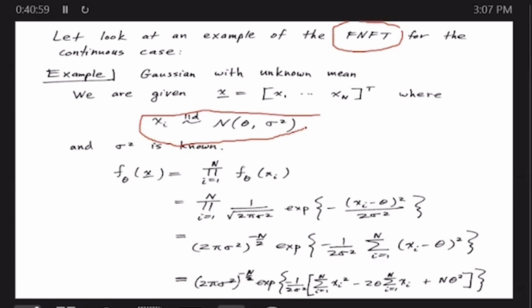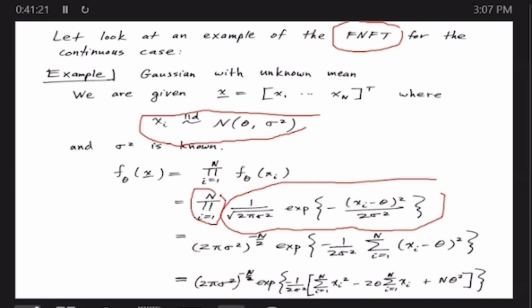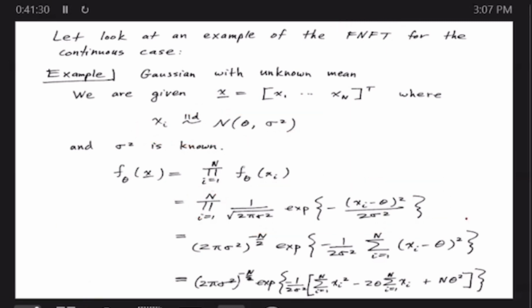Now what are we going to do? We want to make use of the Fisher-Neyman factorization theorem. We're first going to write the normal distribution. Wherever you see mu, you're going to put theta because it's unknown. Now, this is trying to get a joint, so that's going to be a product. If you apply that, you're actually going to have this.